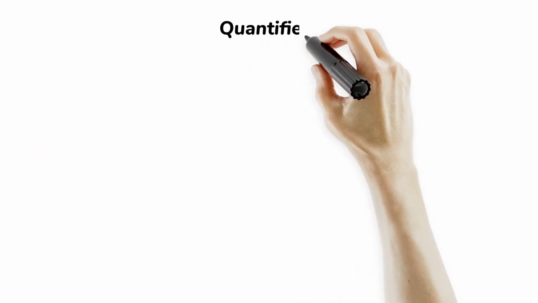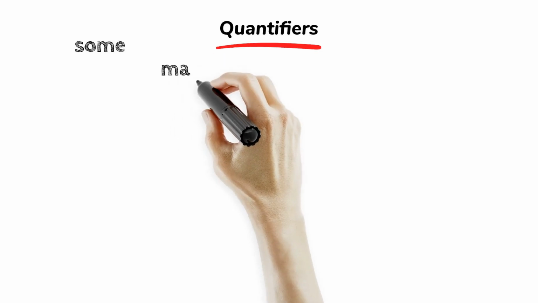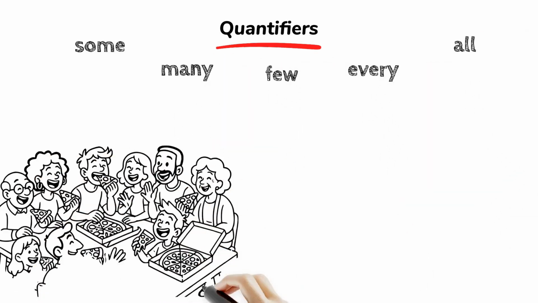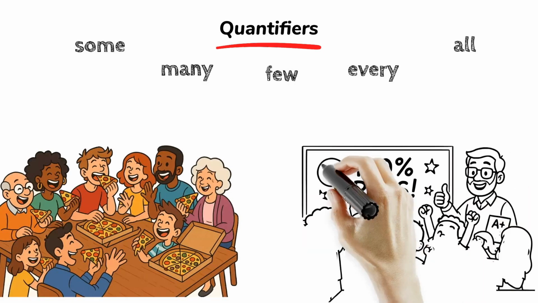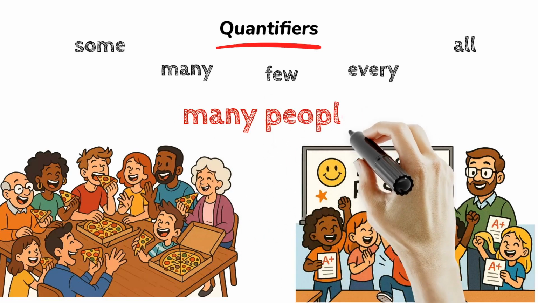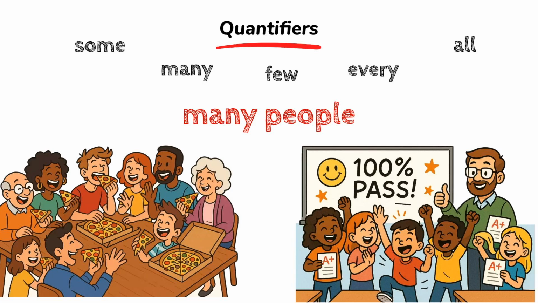And don't forget quantifiers like some, many, few, every, and all. For example, many people like pizza, or every student passed the test. These words tell us about quantity or amount. Determiners always come before a noun, and they help us be clear about what or how much we're talking about. Without them, our sentences would be confusing.